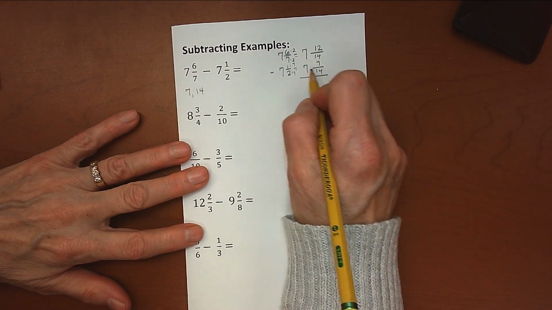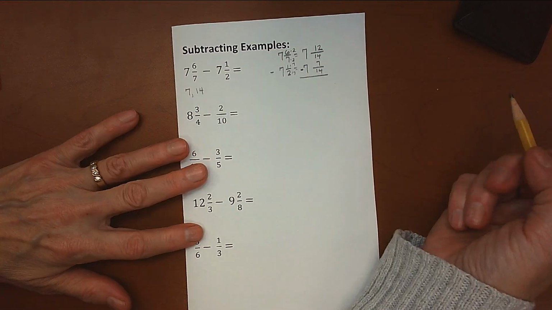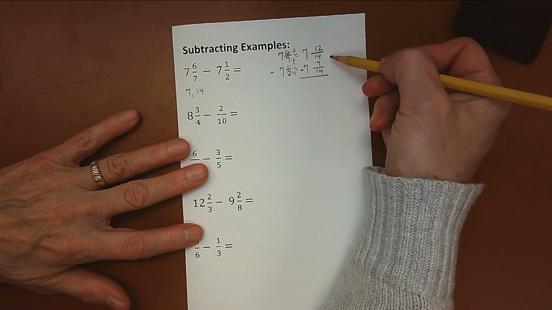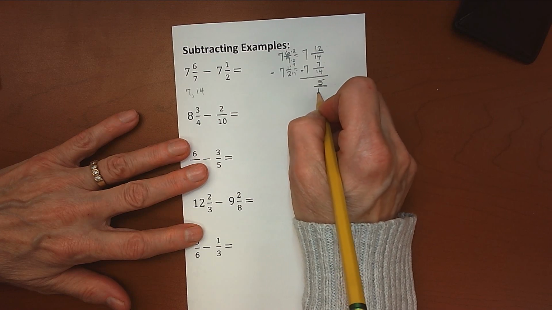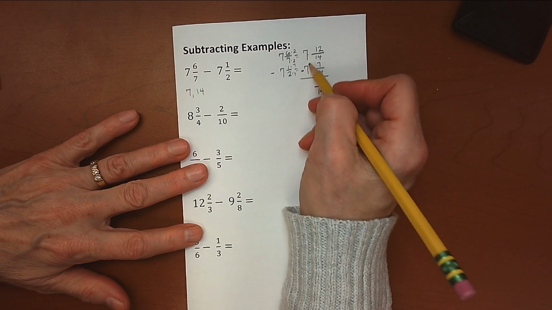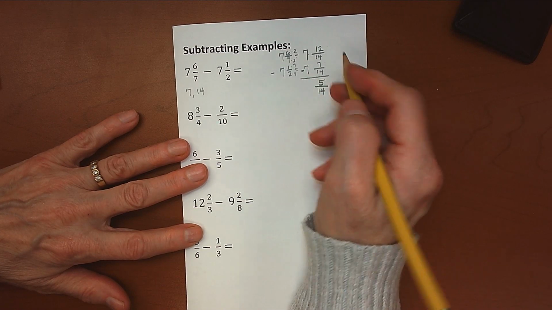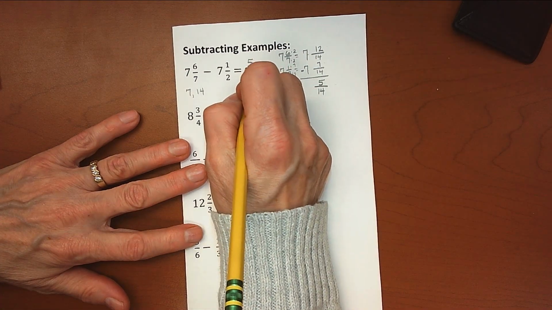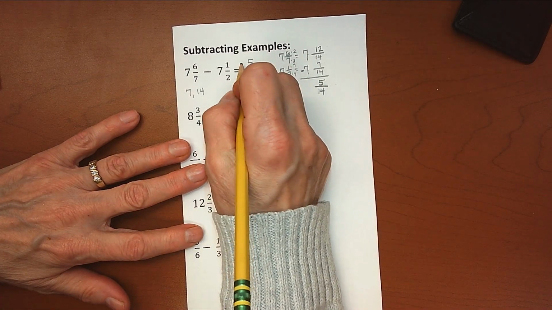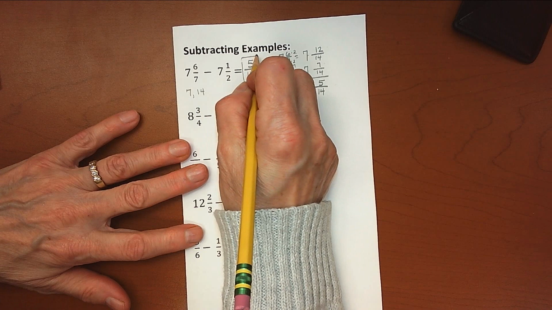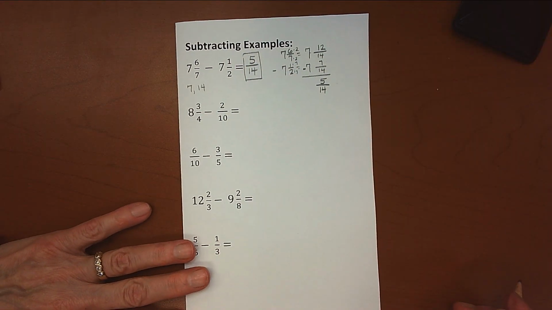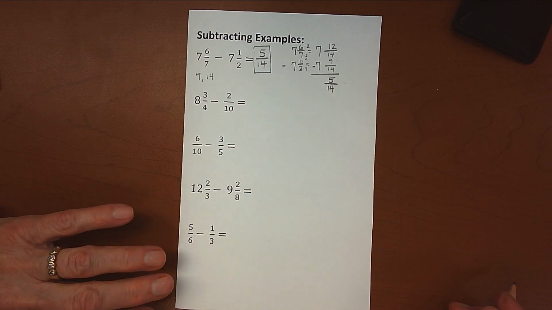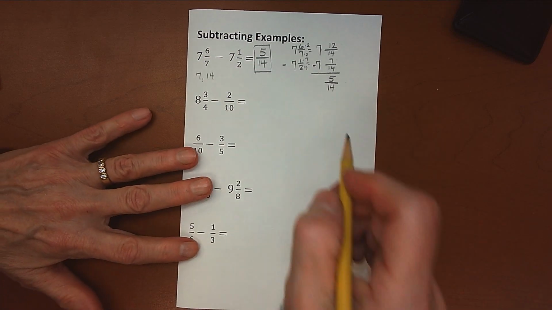Alrighty, now just a reminder that this is subtraction. 12 minus 7 gives us 5. Denominator stays the same, and 7 minus 7 is 0. So our answer is just 5/14. Double check that it cannot be reduced, and it cannot, because 5 and 14 don't share any common factors other than 1.